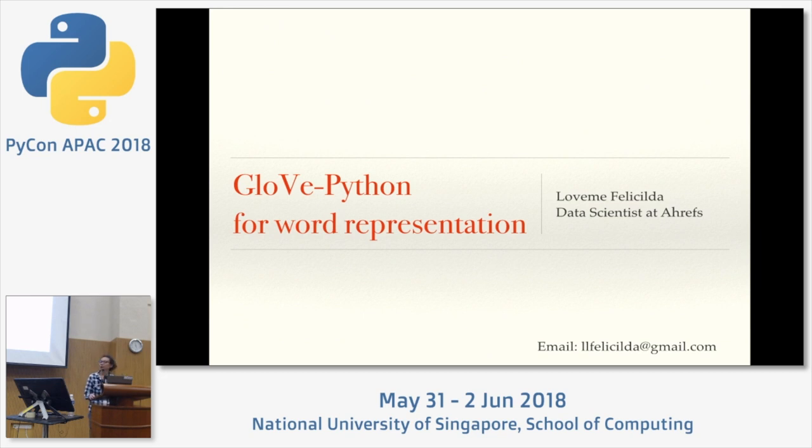So once again, I will be talking about GloVe Python. Sometimes I call this GloVe, so I'm actually referring to GloVe, but the same thing. This is a Python package that gives word vectors, just like what has been discussed on the ABCs of natural language processing. This is part of it. This is a specific algorithm that will give you the word embedding.